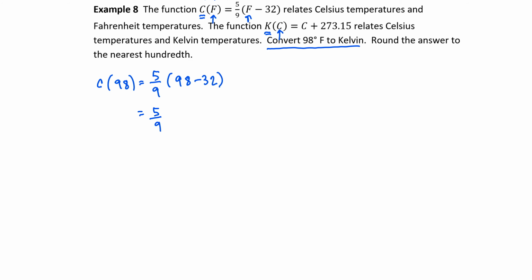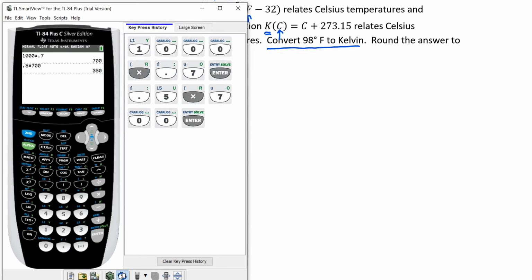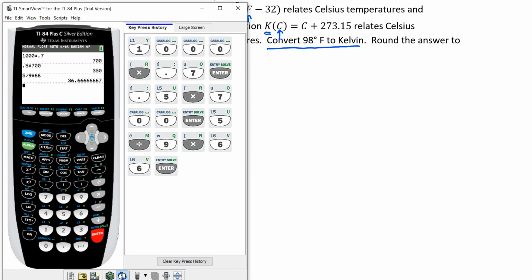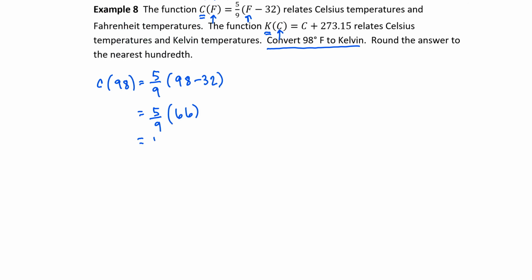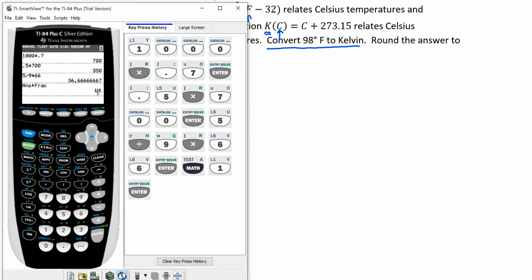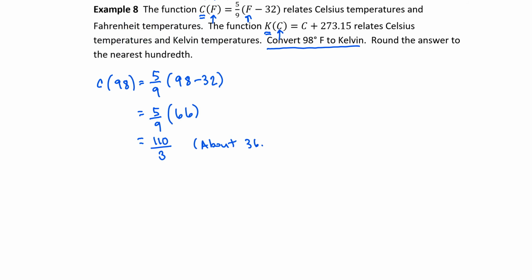And let's evaluate what's in parentheses first. And let's evaluate 5/9 times 66. I'm going to convert that back to a fraction to keep it exact, 110 over 3. So I'm going to observe this is about 37 degrees. I'm going to leave it as 110 over 3. Okay, so I'll make myself a note. This is about, if we did that to the nearest hundredth, 36.67 degrees Celsius. So we started with 98 degrees Fahrenheit.